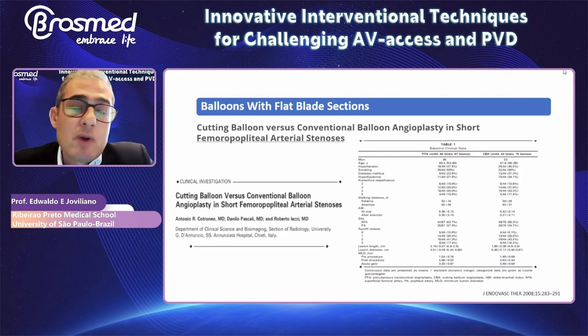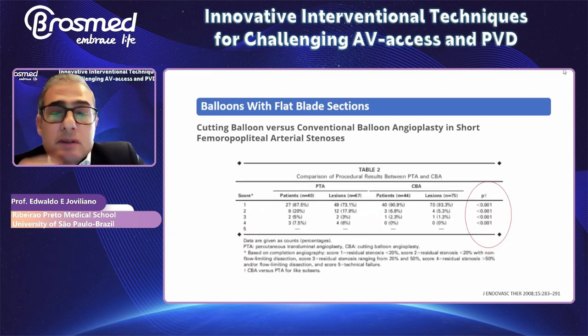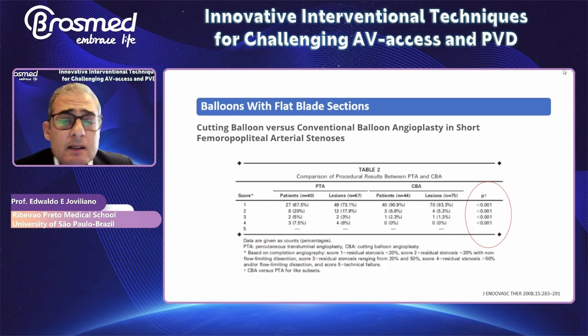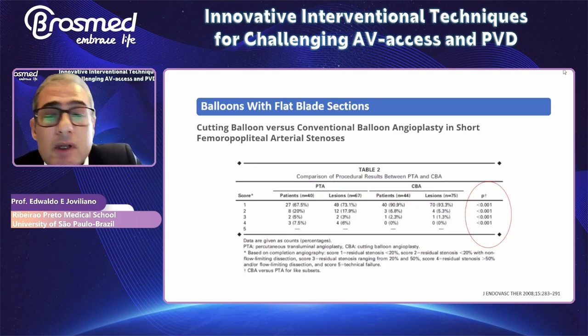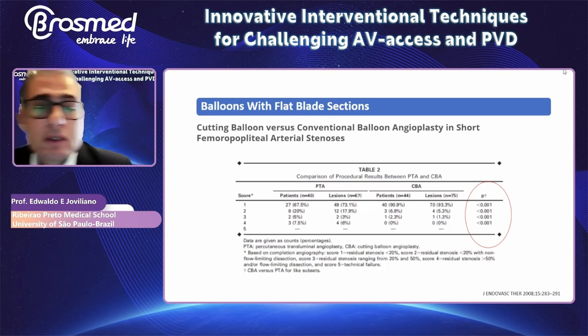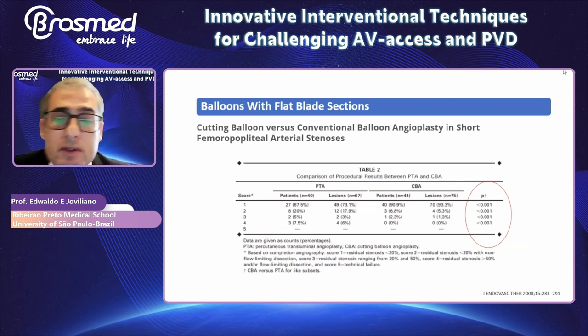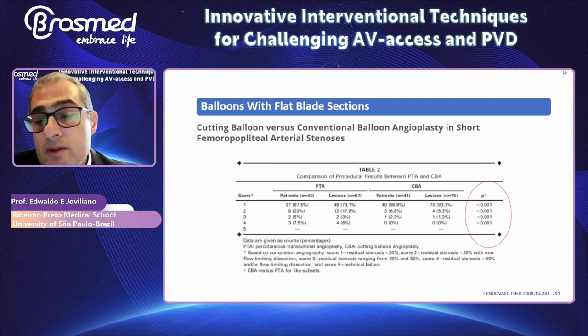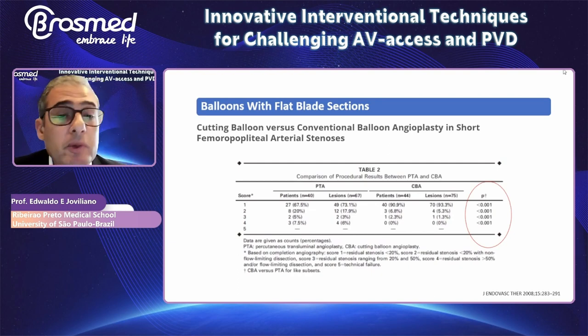Despite the small number of cases, the paper was well conducted. They compared plain balloons with cutting balloons in short femoropopliteal lesions. In all the scores that were measured, residual stenosis less than 20%, residual stenosis ranging from 20 to 50%, and residual stenosis of more than 50%, the cutting balloon was better in short-term results compared to plain balloons.